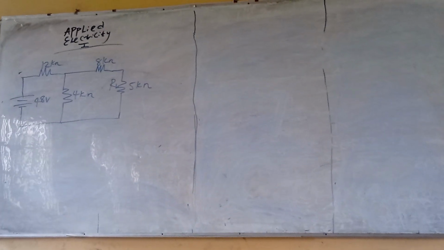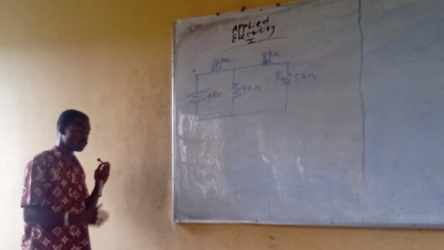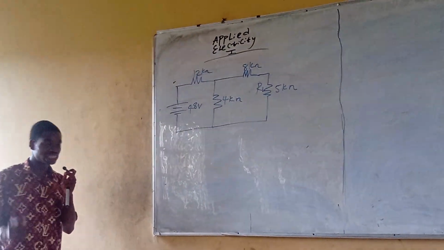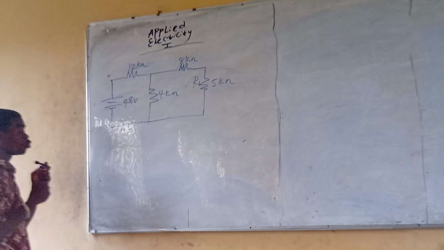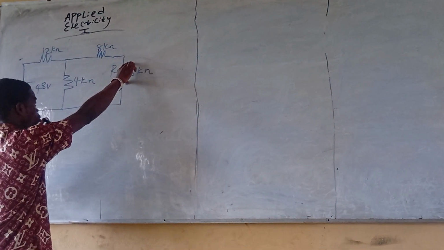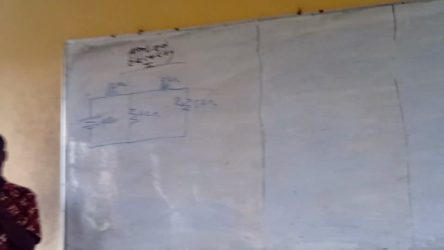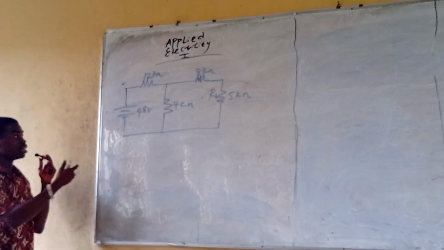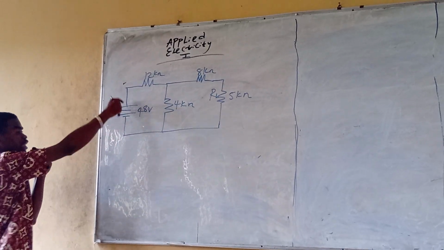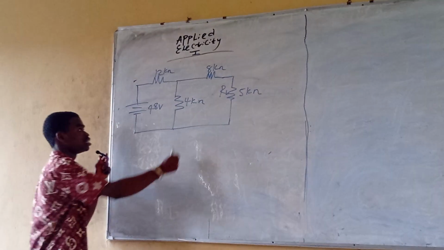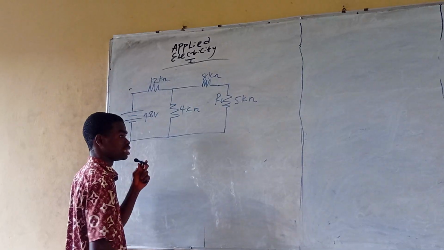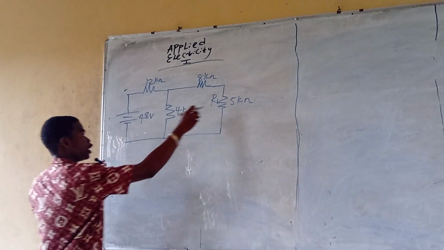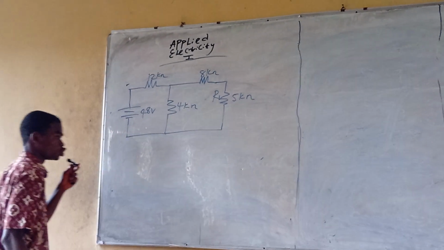So what's the first step? The first step, we are looking for the Thevenin's resistance. This is a voltage source. You are going to short circuit it. This is the load resistance. Remove it off. Then replace it with Thevenin's resistance.